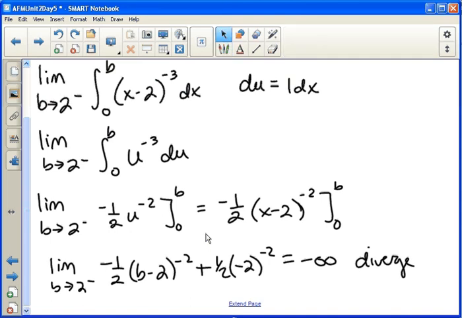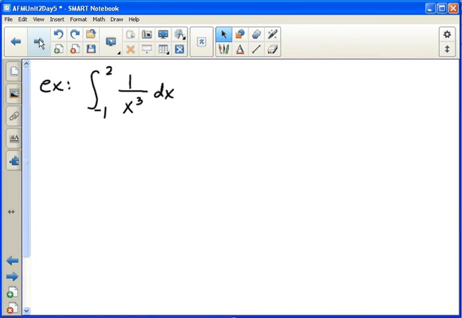Our final example, we have the integral from -1 to 2 of 1 over x cubed. Now what's different about this one is we still have a discontinuity, 0, but it's not one of our boundaries. It's actually in between our boundaries, and that's still a problem. We can't have a discontinuity in between the boundaries any more than we can have it on the boundary. But we can't pull it out if it's not one of our boundaries.